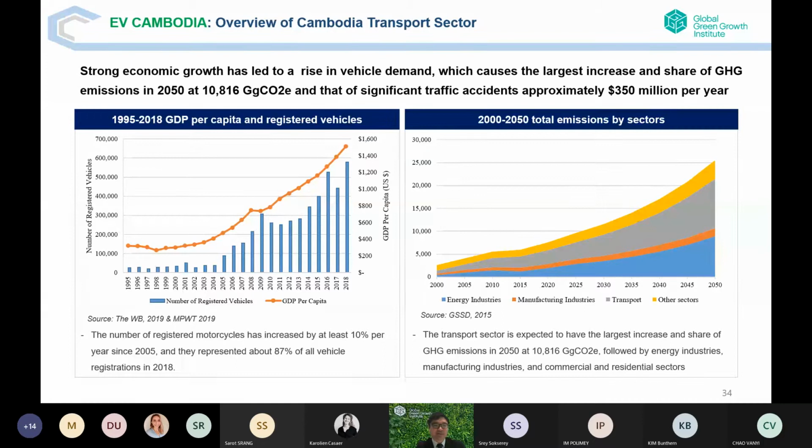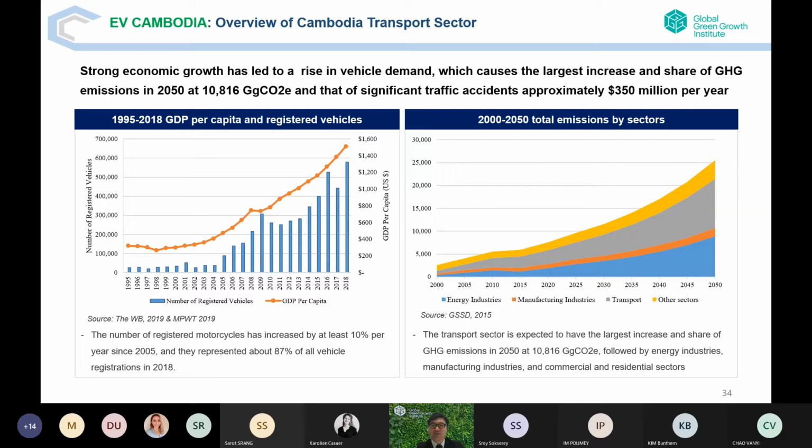The number of registered motorcycles has increased by at least 10% per year since 2005. According to the GGGI report, they represented about 87% of all vehicles registered in 2018. And the transport sector is expected to have the largest increase in share of carbon emission in 2050. So we urgently have to take action to reduce the carbon emission in the transport sector. Transport is the biggest area in terms of carbon emission.